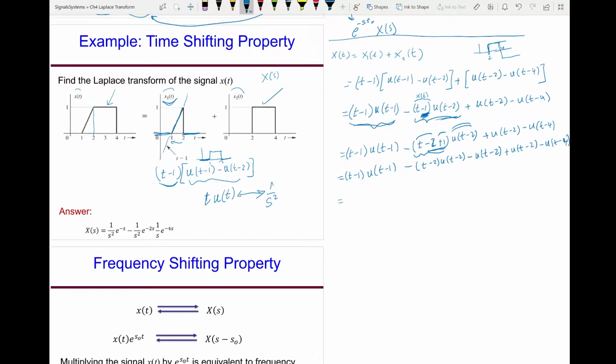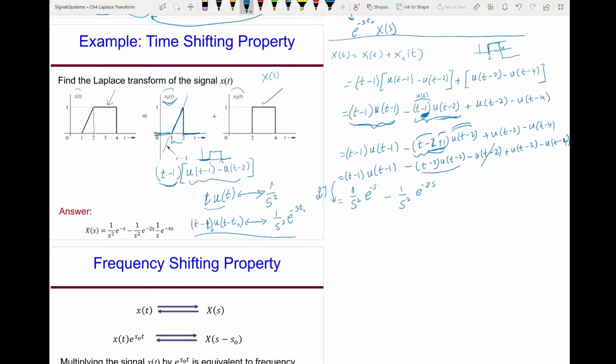Now I can use the shifting property, t minus 1, or let's make it general, t0, u of t minus t0. The Laplace is 1 over s squared e to the minus s t0. Now the Laplace transform of this one will be t u of t is 1 over s squared, and it's shifted 1 unit, so that will be e to the minus s, minus this one is t u of t, which is minus 1 over s squared, and shifted 2 units, so that's e to the minus 2s, using this shifting property.